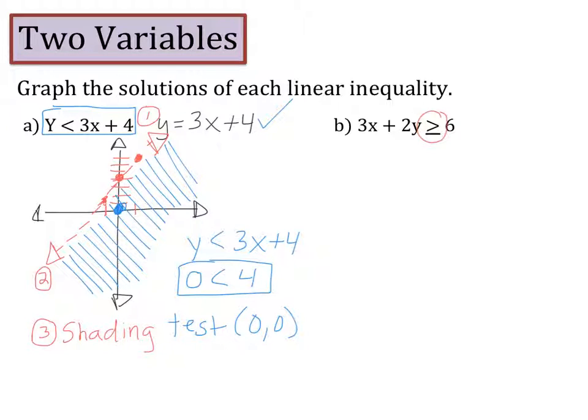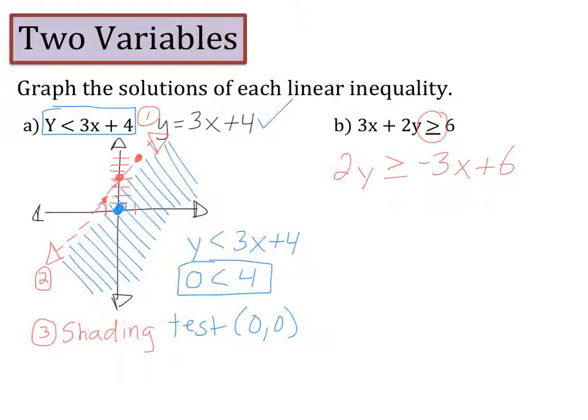Alright, so let's try part B. For part B, our linear inequality is written in standard form, and to make this a little easier to graph, I'm going to change it into slope-intercept form. So to do that, I'm going to subtract 3x from both sides. So I have 2y is greater than or equal to negative 3x plus 6.